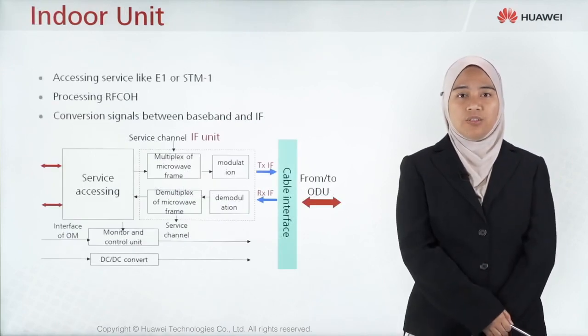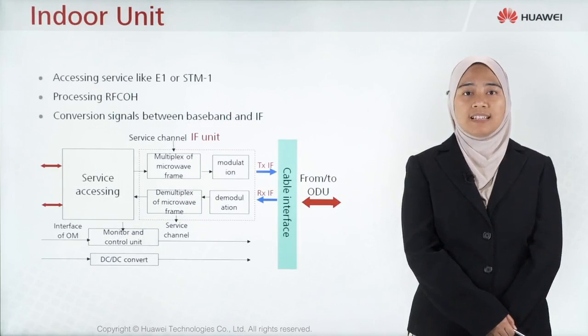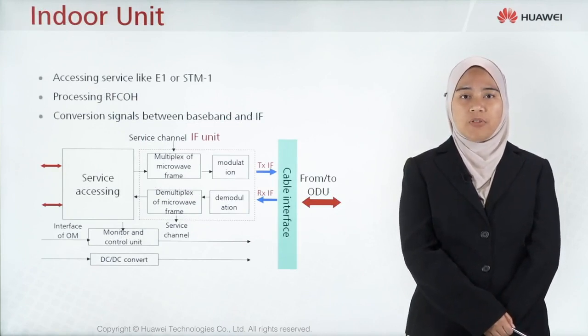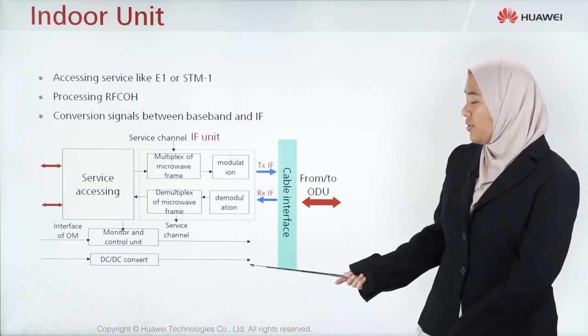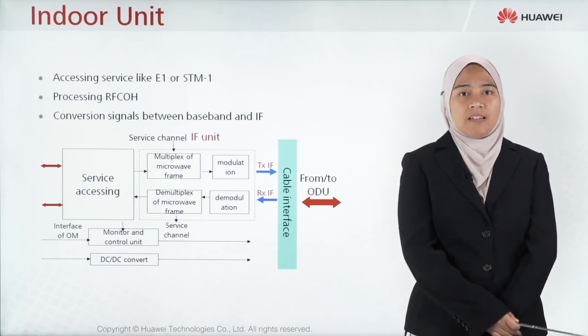The function of the indoor unit, IDU, is to access services such as E1 or STM1, process the RF COH, and convert signals between the baseband and the IF. It is shown in the diagram here.